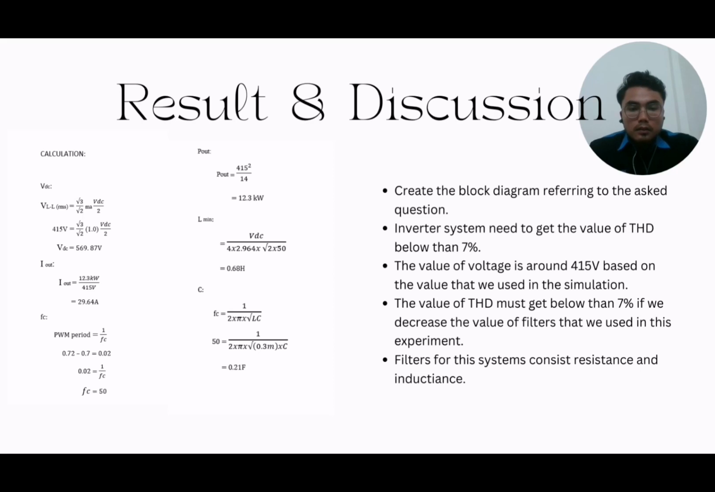Based on our result, we discuss that the THD must be below 7% if we decrease the value of the filters that we use in this experiment. As we know, the filters for the system consist of a resistor and an inductance. To get the THD less than 7%, all we need to do is to decrease the value of the inductor in the filters. That's all from me for the explanation of manual calculation, result and discussion.